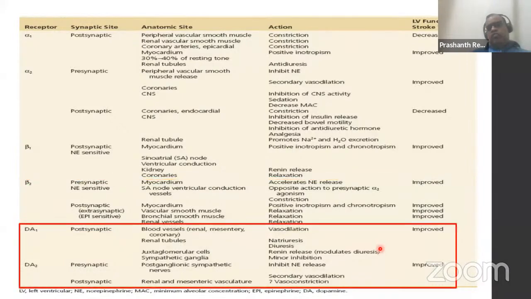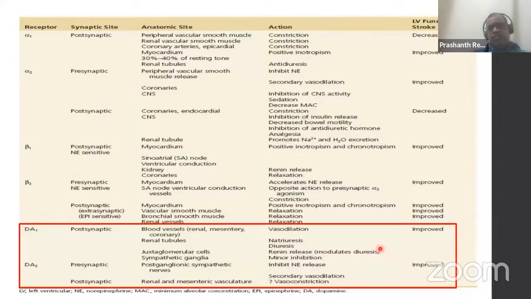The dopamine 1 and dopamine 2 receptors are acted upon by only one agent, that is dopamine. DA1 receptors are usually present on the blood vessels, and stimulation of DA1 receptors leads to vasodilatation. It is also present on renal tubules, which leads to an increase in natriuresis and diuresis.